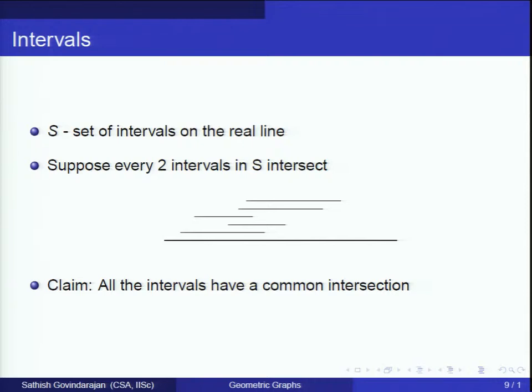So when I say all the intervals have a common intersection, what I mean is, if I see this example, for instance, let's say this particular point on the real line is present in every interval. If I take the intersection of the intervals, it's a non-empty set. That's what I mean by this statement, all the intervals have a common intersection.